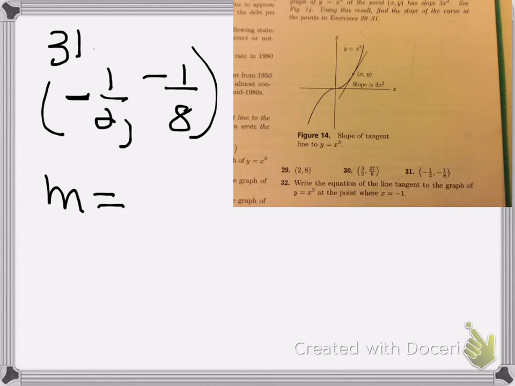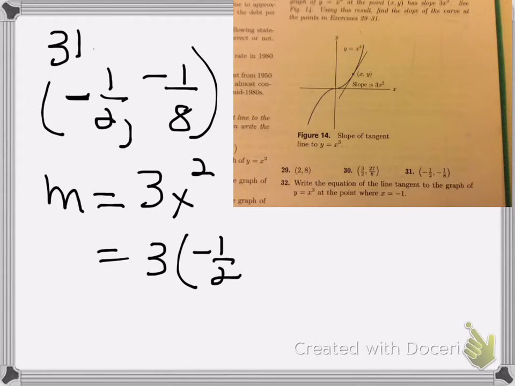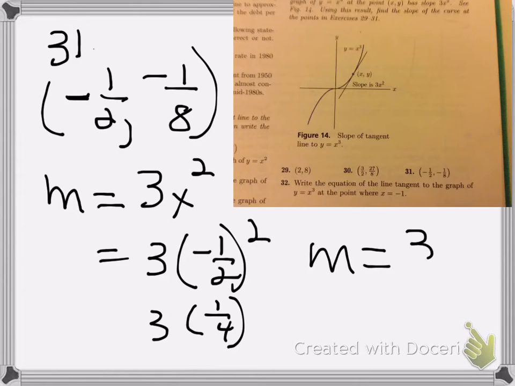So again, my slope for this function is going to be 3x squared. If I have my x, I have a negative 1/2, and I square that. That is a positive 1/4, and my slope would be 3/4. Okay, for 32, they ask us to write the equation of the line tangent to the graph. So let's do that on the next slide.